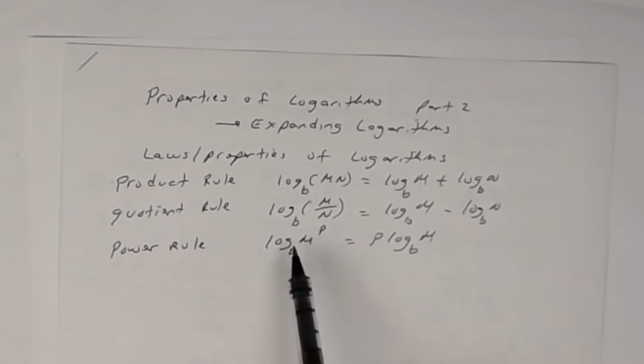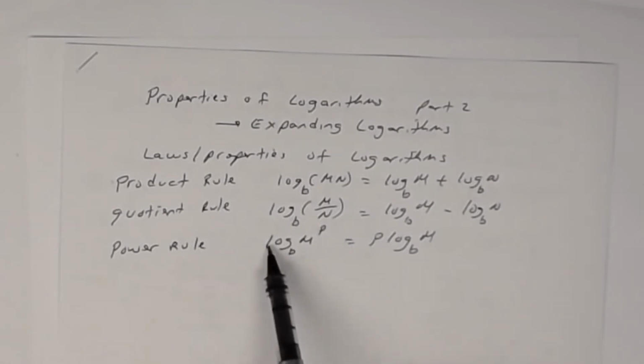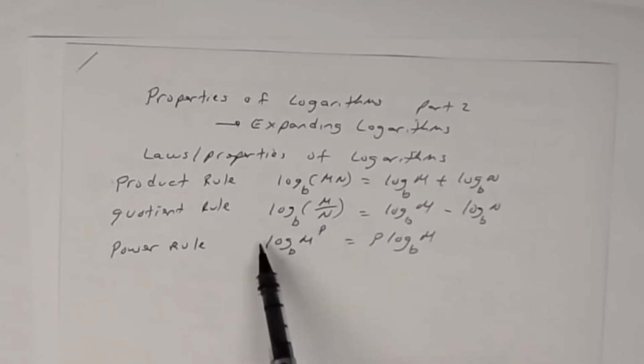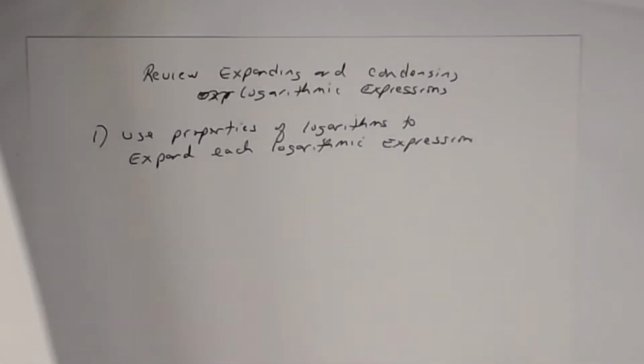And then the power rule says this: if you have the log of some number raised to a power, you can always rewrite it by putting that power as a coefficient in front. So it'll be p times the log of m. And so that's the expanding part. So let's look at number one.